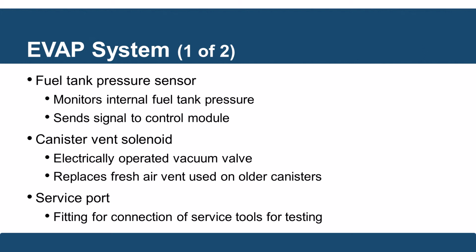Now, on the EVAP system, we need to be aware of some sensors. We have a fuel tank pressure sensor that monitors the internal fuel tank pressure, and that sends a signal to the control unit. This is a very important sensor. That's how it determines if purging is happening. Then we have a canister vent solenoid that's electronically operated, what's sometimes referred to as the back door, and that replaces the fresh air vent used on older canisters. Then, of course, there is a service port that allows us as technicians to connect to this system to determine what's going on in the system when it's been activated.